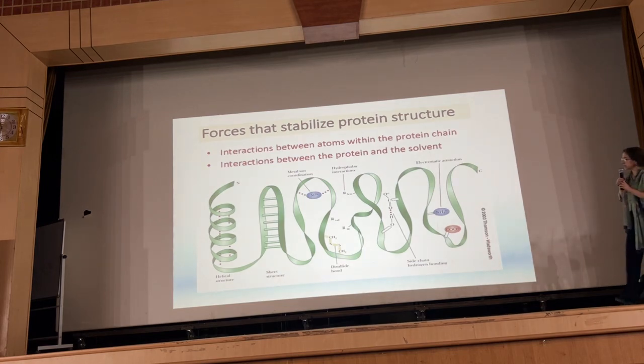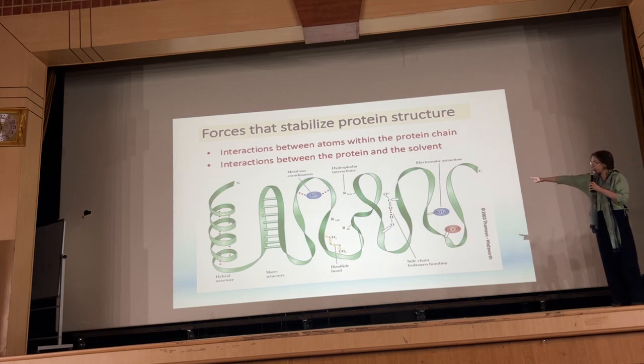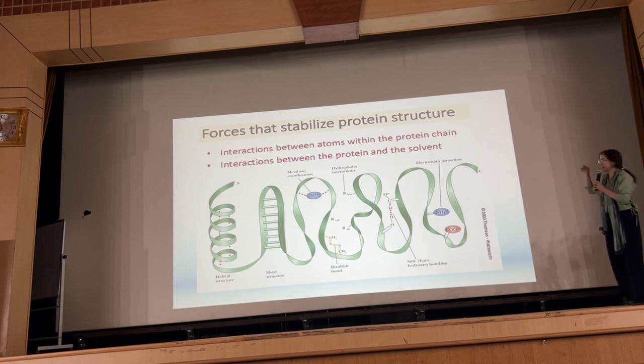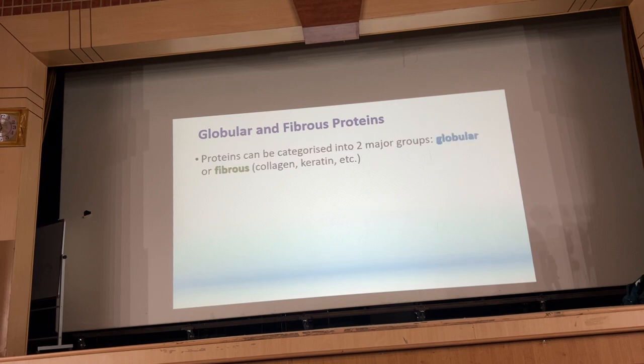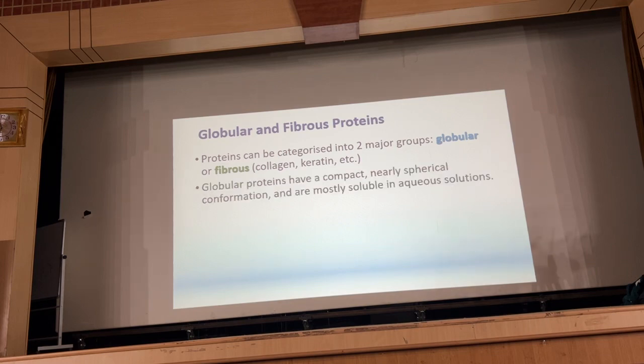Okay. This diagram shows, of course, the peptide bonds that make the entire chain. We have the alpha helix, beta sheets, and some other bonds like disulfide bonds, salt bridge or ionic interactions, and other interactions. Majority of proteins are globular. Globular means that they have a general globular spherical shape.